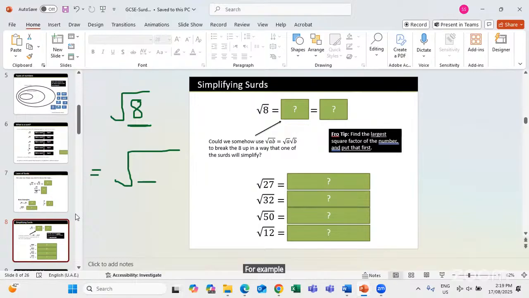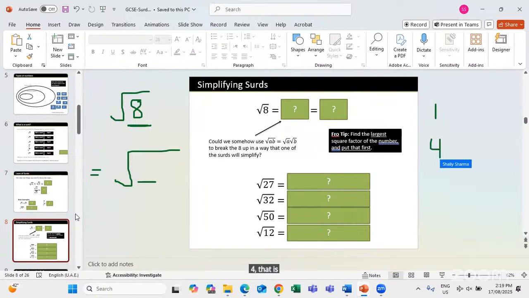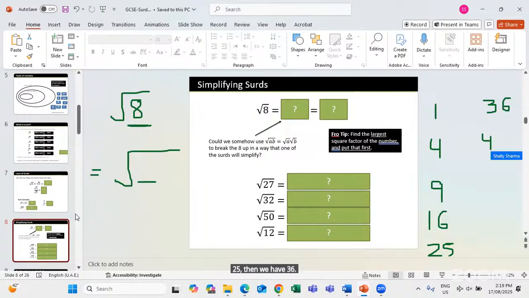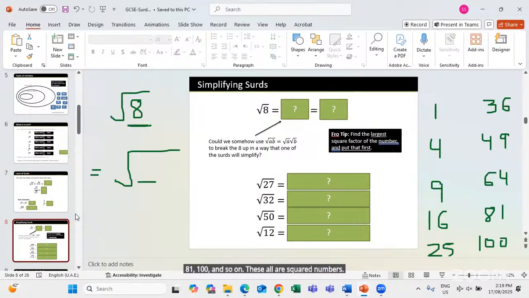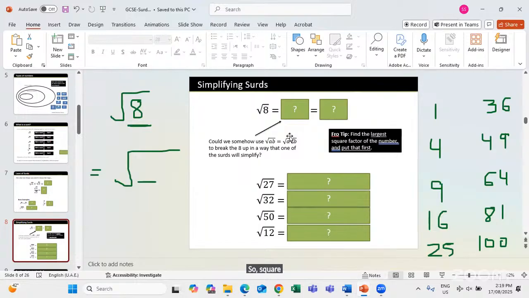For example, what are the square numbers? We have 1 squared, which is 1, 4, that is the square of 2, then 9, 16, 25, then we have 36, 49, then we have 64, 81, 100, and so on. These all are square numbers. Why am I focusing on square numbers? Because here we have square root of 8. So square and square root, we are finding a connection.